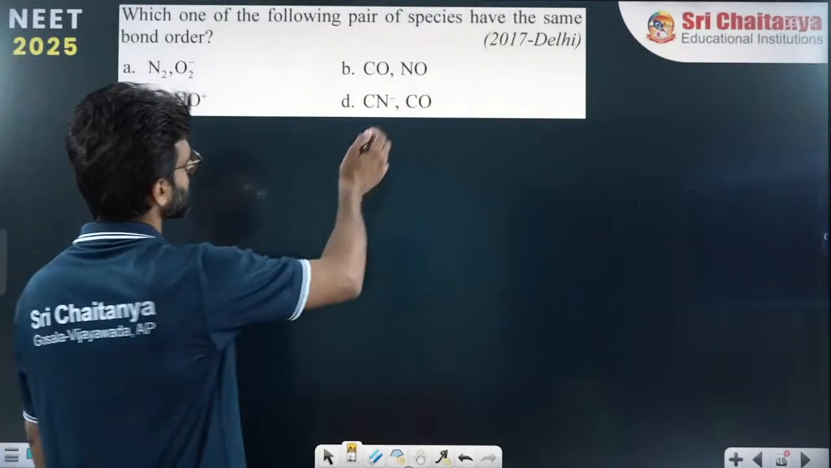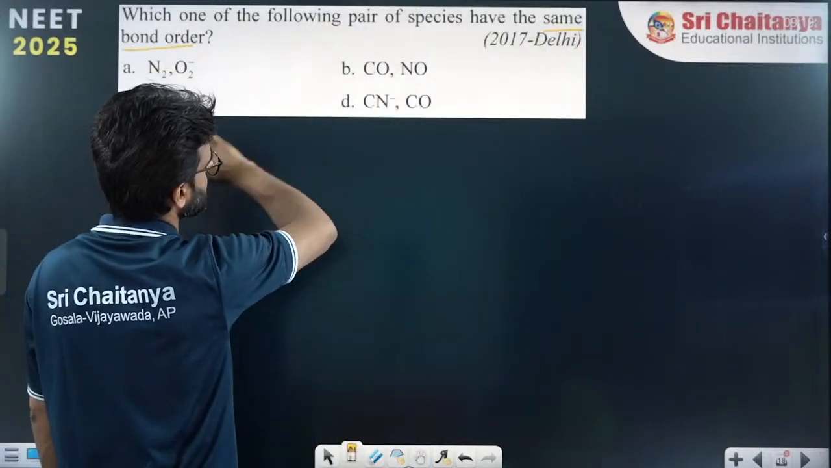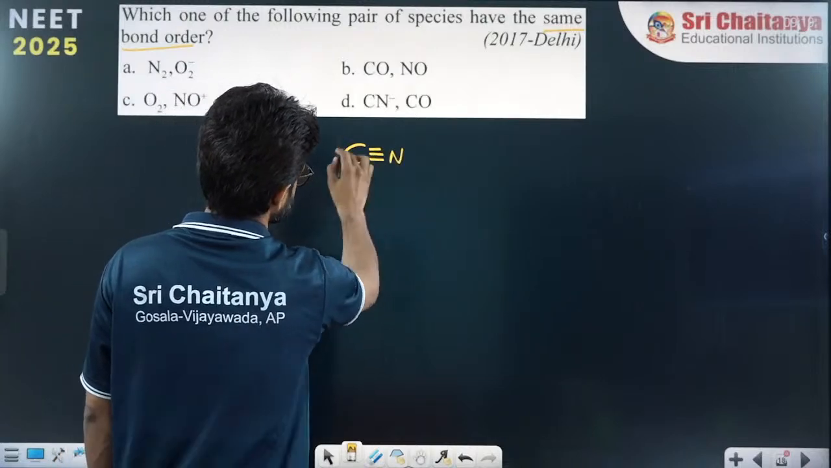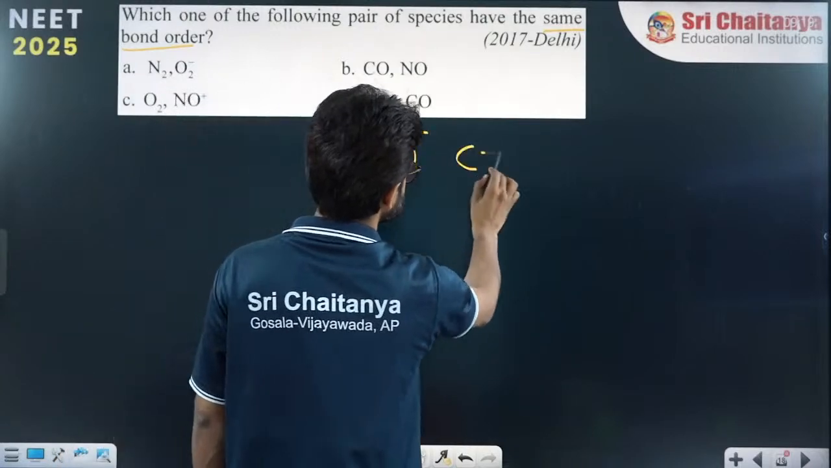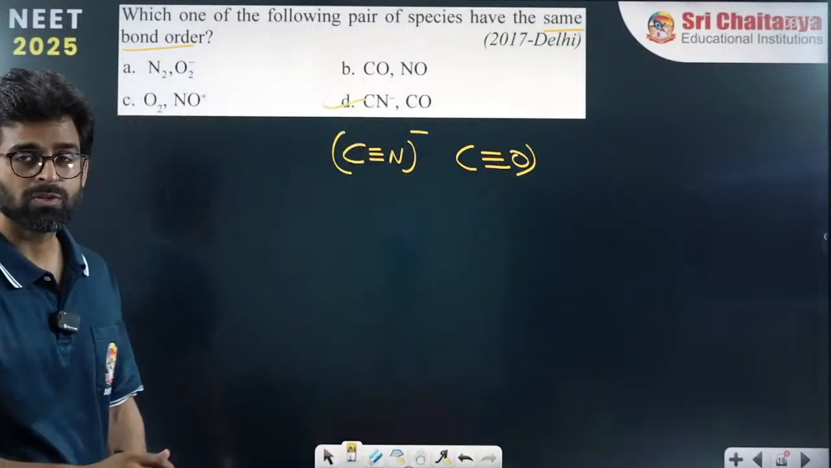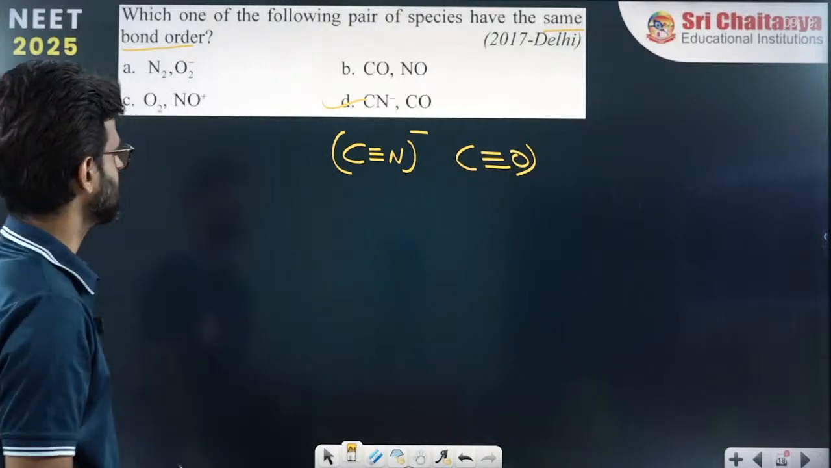Important question. Have the same bond order. They are asking which among the following have the same bond order, right? Easy to check here. If you see, CN minus also has bond order 3, and CO also has a bond order of 3. So both have a bond order of 3, meaning 3 bonds between these two atoms, right? Easy.